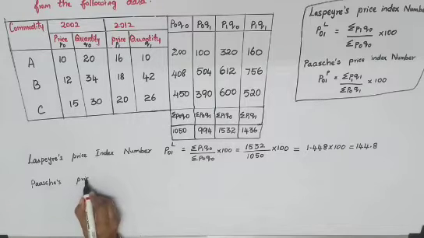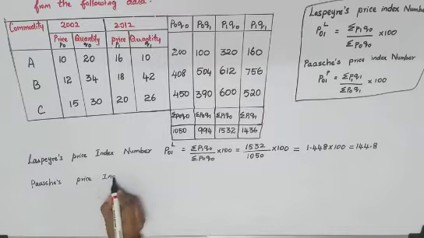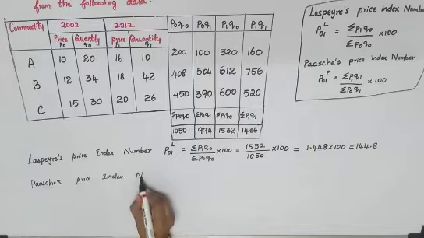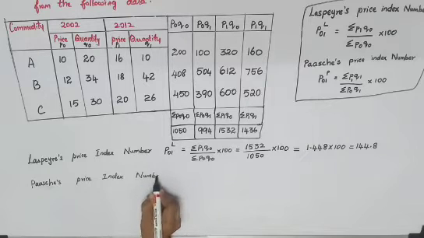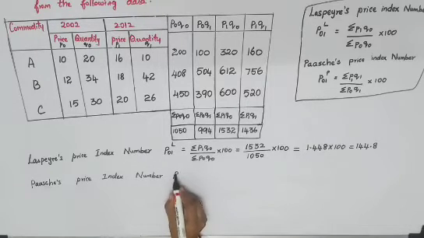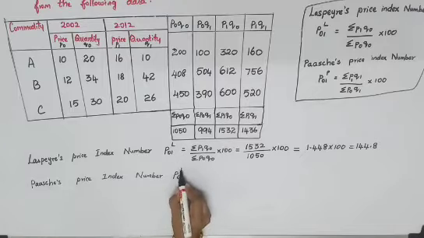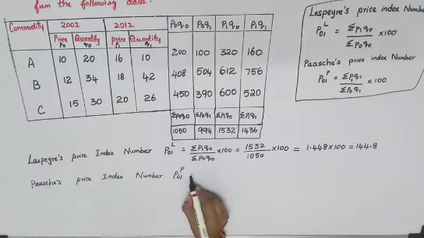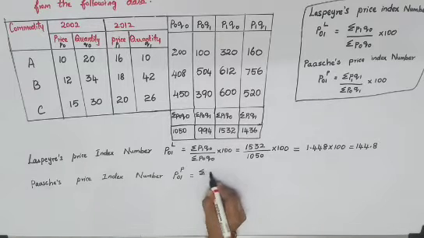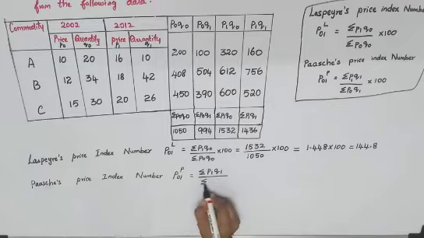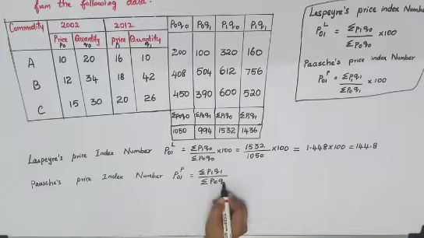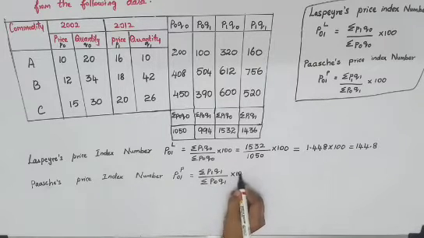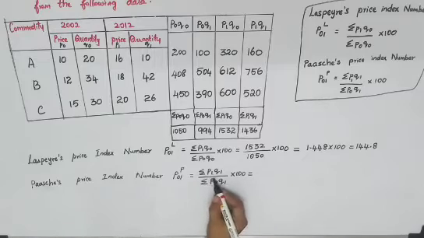Next, you have to find the Paasche price index number. We denote it as P01 with P on top. If you put P, it is Paasche. So that is equal to your formula, sigma P1 Q1 divided by sigma P0 Q1 into 100. The values will be there in your table.